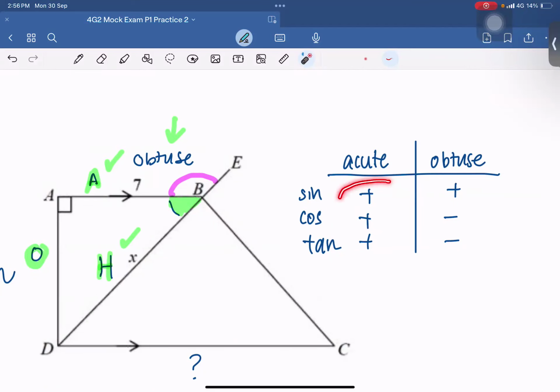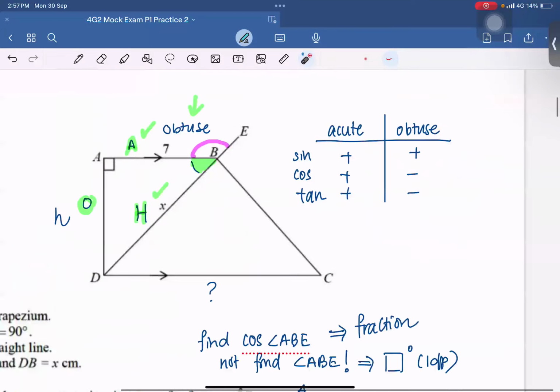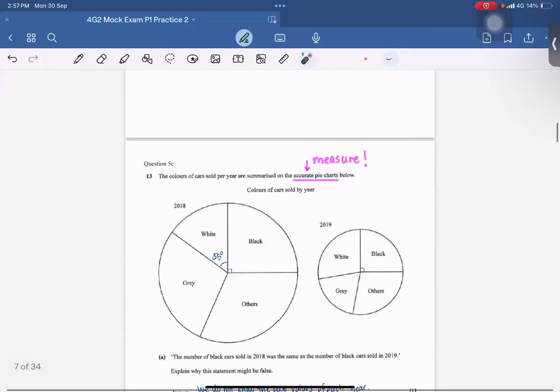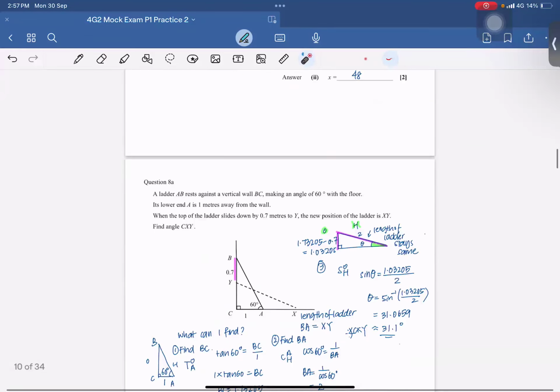Sine positive number. Sine positive value gives two answers, acute and obtuse. Remember, sine positive value gives two answers, acute and obtuse. Now, let me go back to this question.